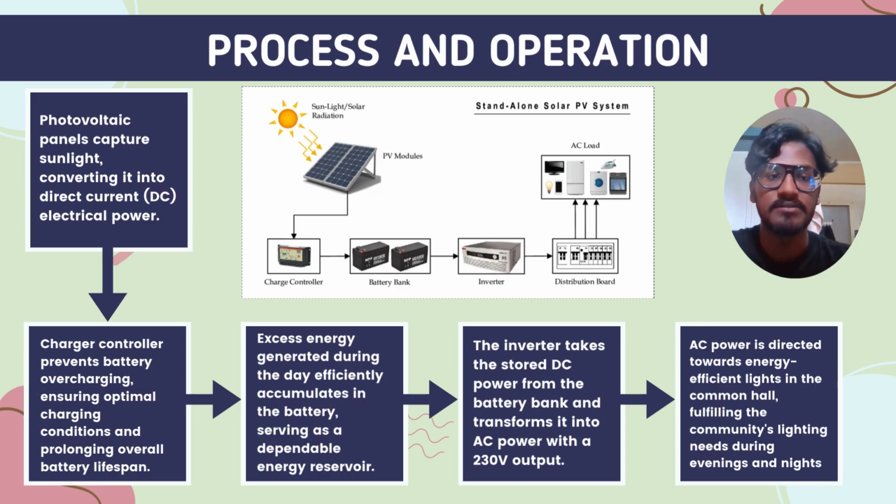The inverter takes the stored DC power from the battery bank and transforms it into AC power with a 230 volts output. This AC power is well suited for operating lights and fans, essential appliances within the communal space. During the illumination phase, AC power is directed towards energy-efficient lights in the common hall, fulfilling the community's lighting needs during evenings and nights, thereby enhancing safety and overall quality of life. For ventilation and cooling, fans come into operation, directly powered by the battery, providing a continuous flow of air and contributing to the comfort of the residents.